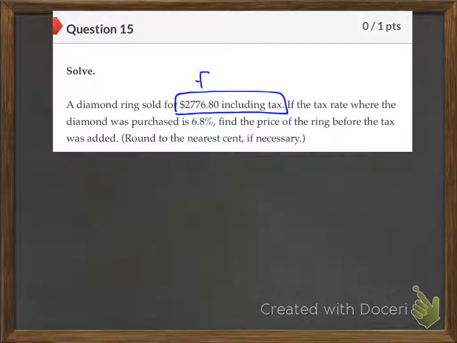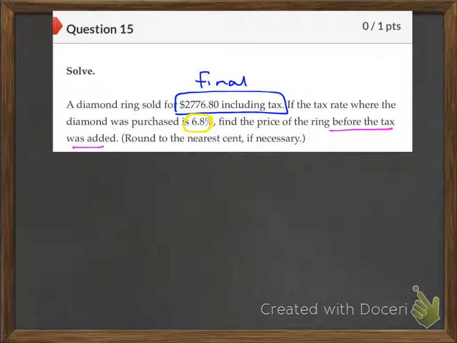Hi there. The problem we're going to work on today is shown here. So let's go ahead and take a look at it. It says a diamond ring sold for $2,776.80, including tax. So I boxed that and wrote that that was the final price. If the tax rate where the diamond was purchased is 6.8%, find the price of the ring before the tax was added.